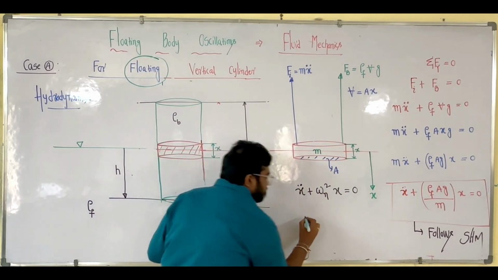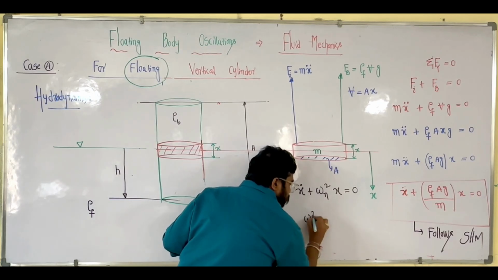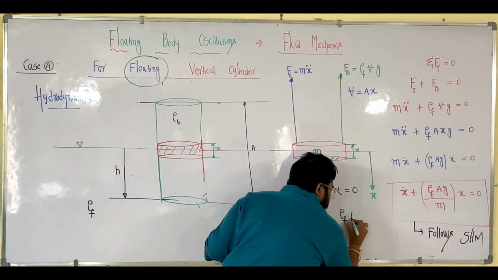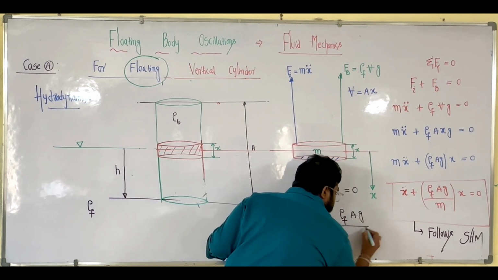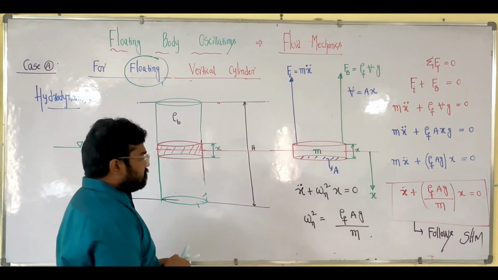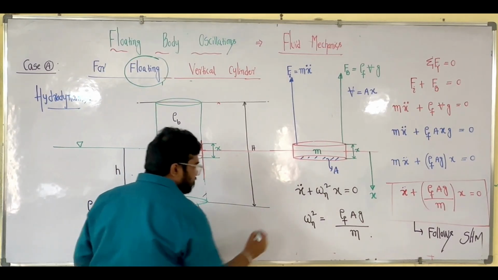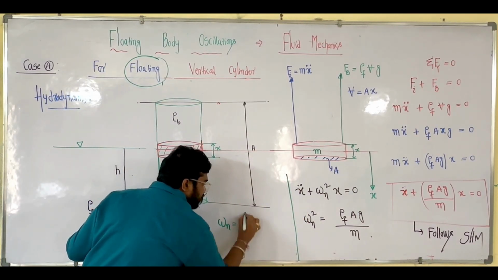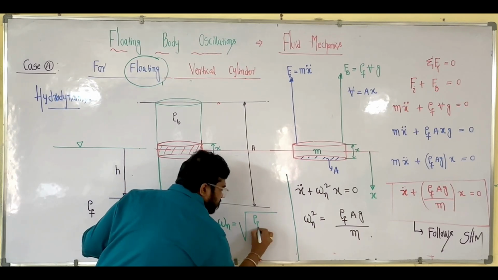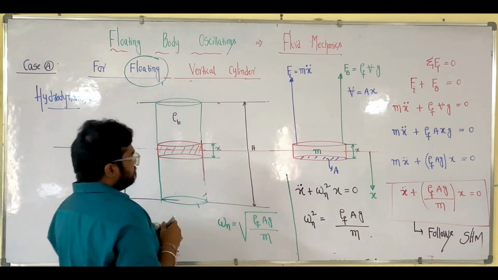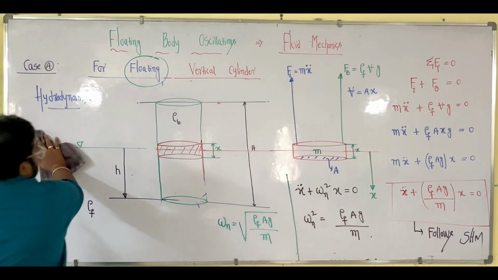Omega n square can be written as density of the fluid into A into g by m. Clear? Now tell me, omega n equals square root of density of the fluid into A into g by m. Now, what is the time period of oscillation?